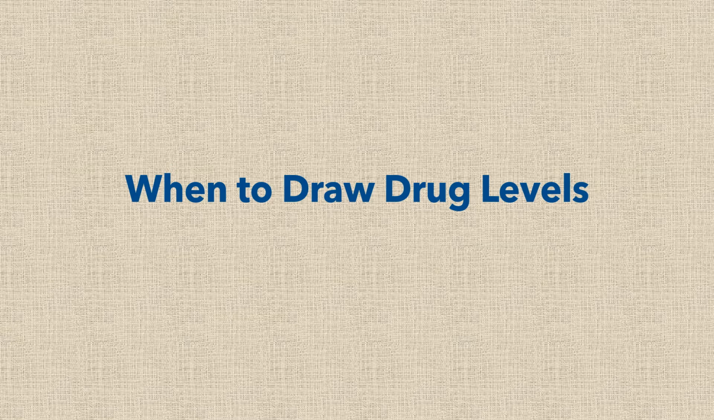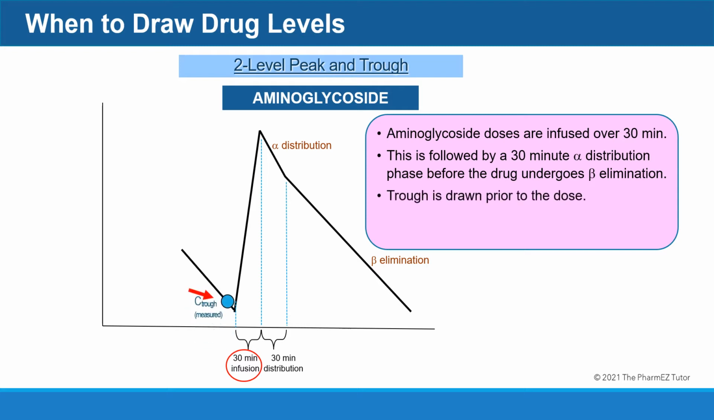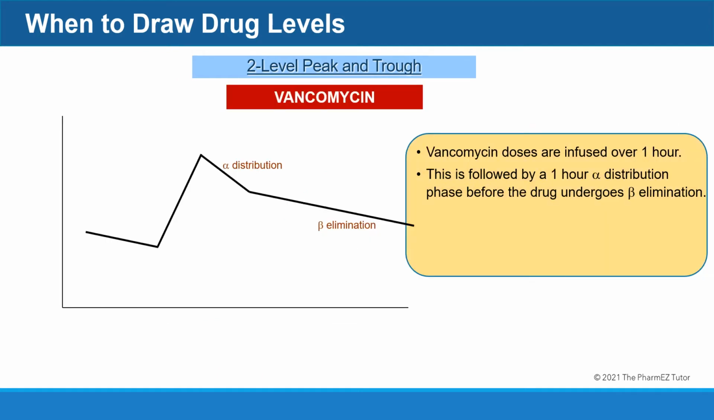Let's move on and talk about when we should draw drug levels. Let's first talk about aminoglycosides. Aminoglycoside doses are infused over 30 minutes. This is followed by a 30-minute alpha distribution phase before the drug undergoes beta elimination. The trough is drawn prior to the dose, and the peak level is drawn 30 minutes after the end of the infusion, after alpha distribution is complete.